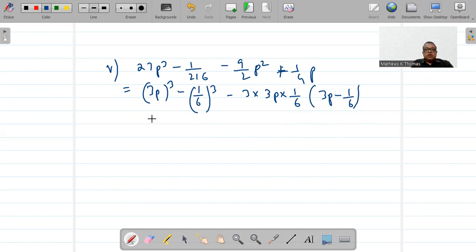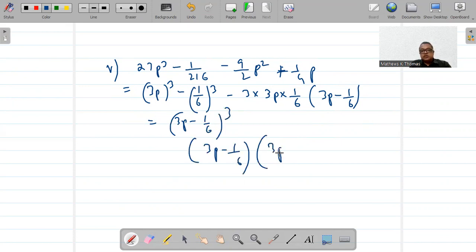So every sum you have to get in this form. So this is a minus b whole cube. So 3p minus 1 by 6 whole cube. So my answer will be 3p minus 1 by 6, 3p minus 1 by 6, 3p minus 1 by 6. Okay, can note down this.